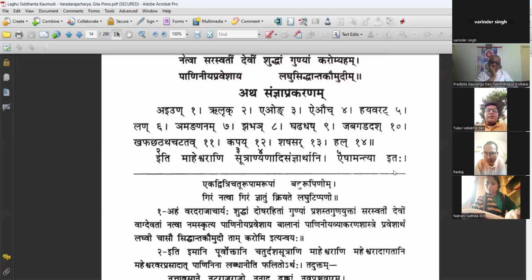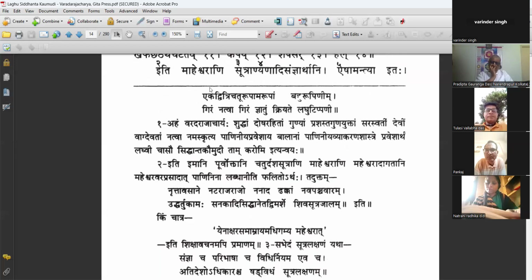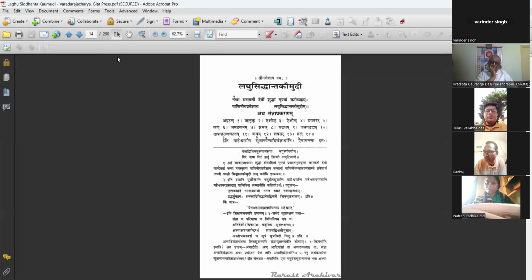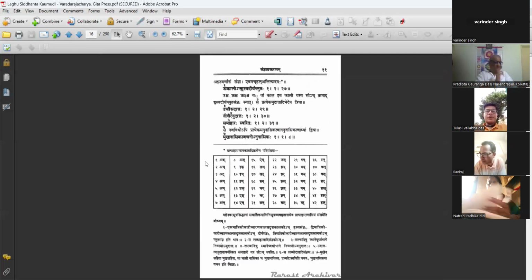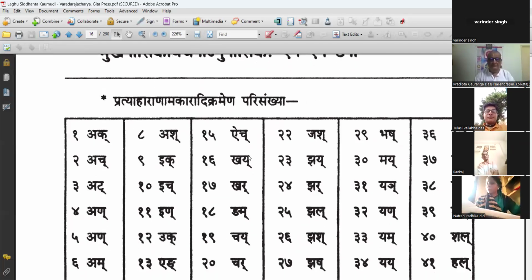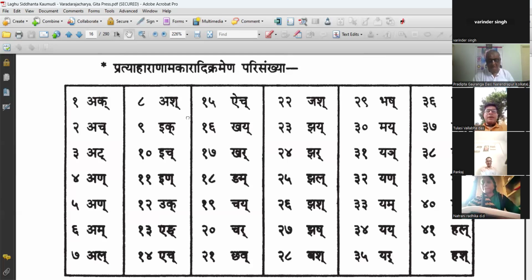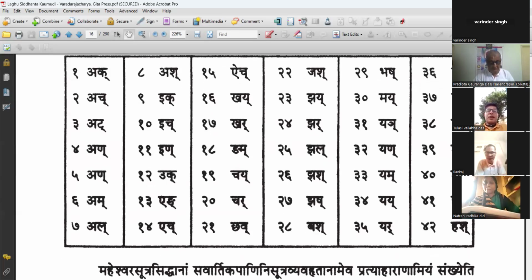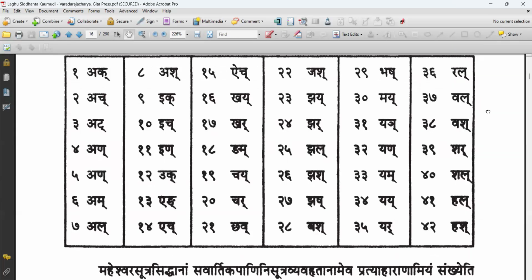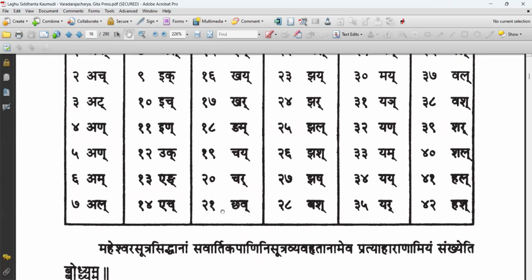Anyway, now you go ahead, Varindarji, and go to this Pratya box. Next page. Next page. Here, you enlarge it. Here you see, how many Pratyaharas? Whosoever has Laghu Siddhanta Kaumudi, they will understand. See what is written at the bottom. See their language: Maheshwara Sutra Siddhanam Savartika Panini Sutra Vyavahritanam eva Pratyaharanam ivam Niyam Sankheti Bodhyam.